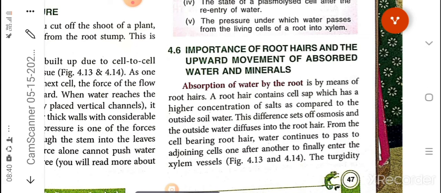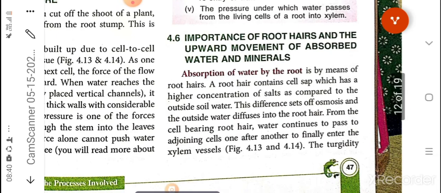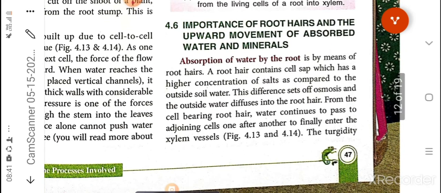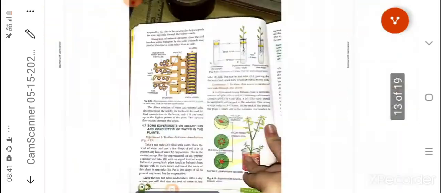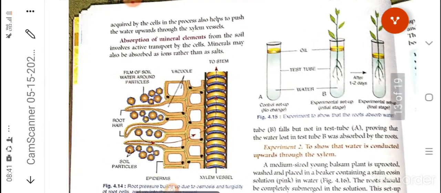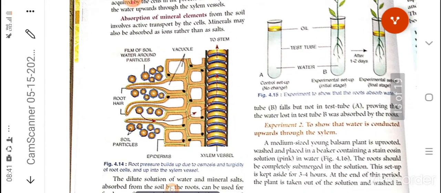As the salt concentration is higher inside the root hair, water from outside comes into the root hair. From the epidermal cells which have these root hairs, the water continues to pass into the next cell, one after another, and finally it reaches the xylem vessel. So that is the absorption of water, and next is the absorption of mineral elements.